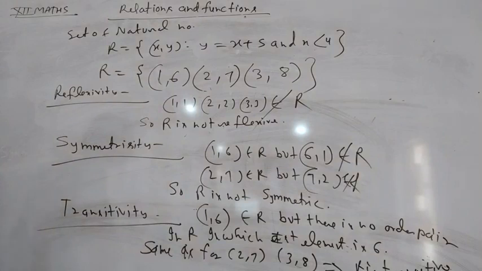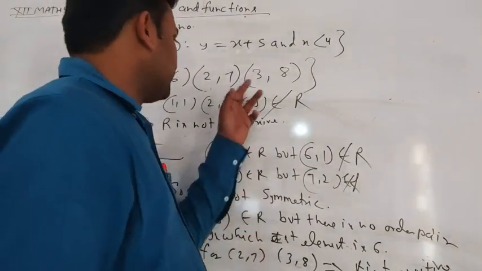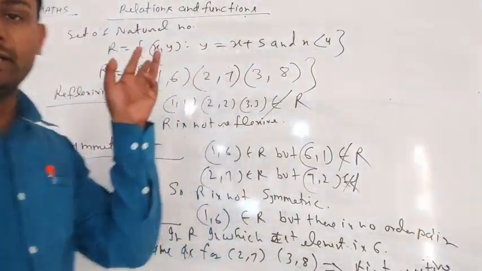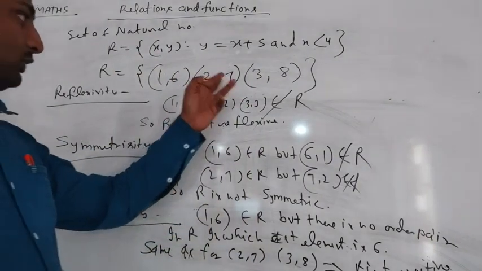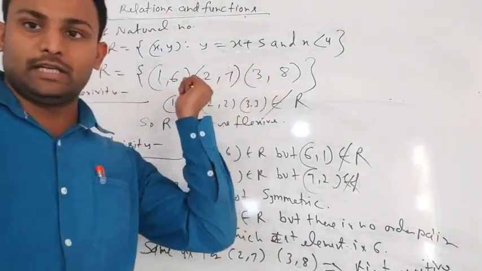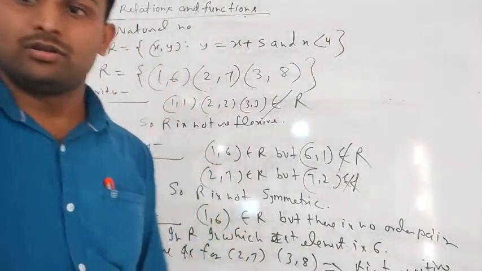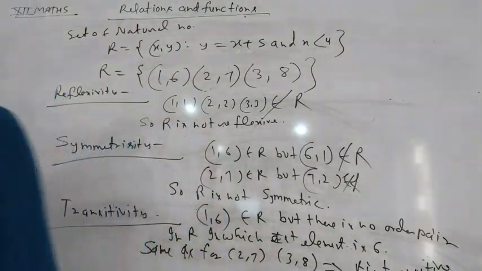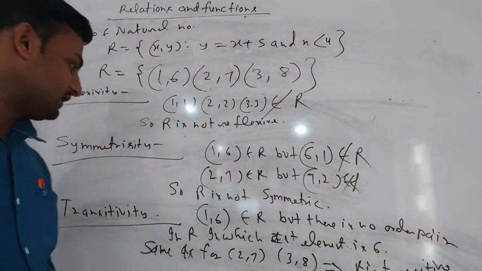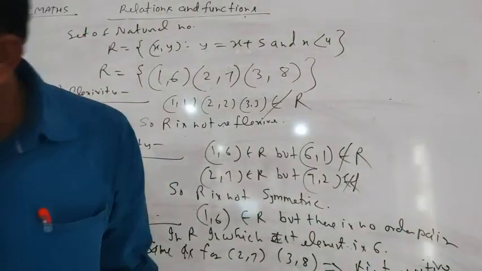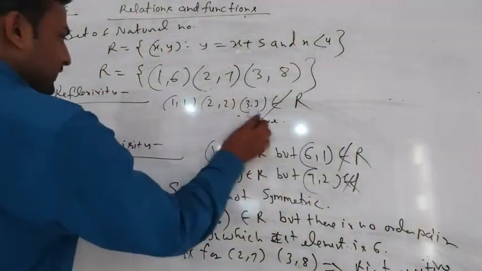There is no ordered pair in which 6 is the first element in the relation R, and similarly for (2, 7) and (3, 8). So that's why we can say that our R is transitive. In this way, students, we can find out the reflexive, symmetric and transitive properties. Okay students, I hope you understand. Now we take another question. Let's see.